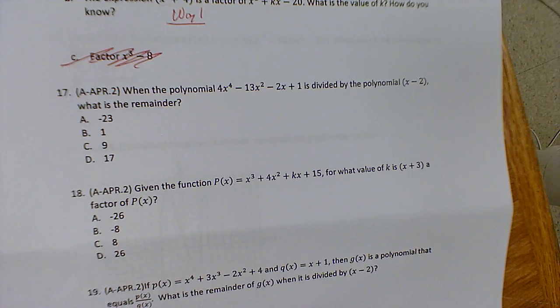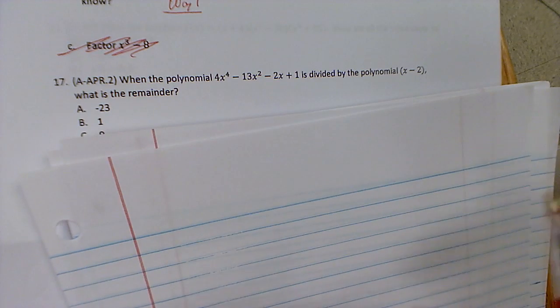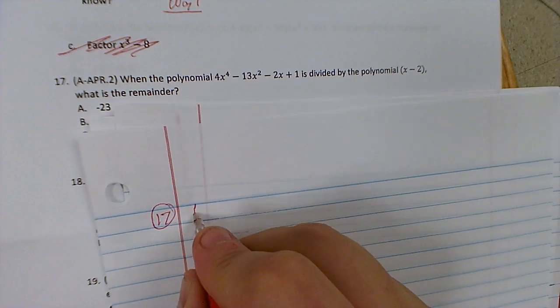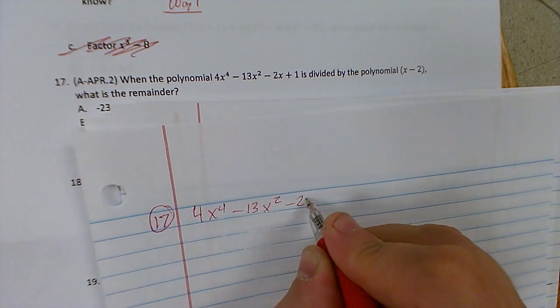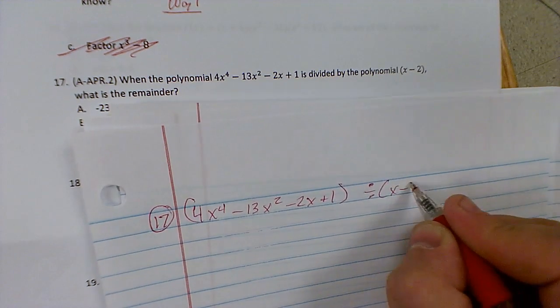When the polynomial 4x to the 4th minus 3x squared minus 2x is divided by x minus 2, what is the remainder? So, the problem with question 17, and I'm going to rewrite the problem because I do not have room to do this. We have 4x to the 4th minus 13x squared minus 2x plus 1, and we're dividing it by x minus 2.